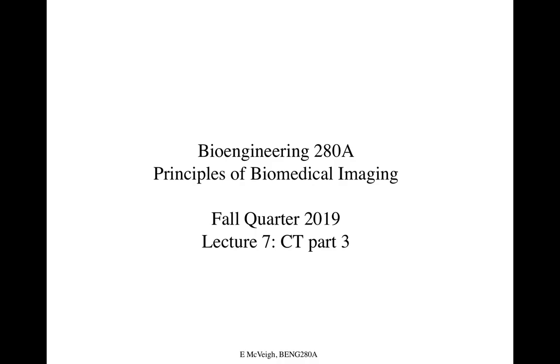Good morning. We're going to continue with looking at the CT reconstruction and the math behind CT reconstruction, and characterizing the spatial resolution and signal to noise, and understanding convolution back projection and its relationship to the Fourier components of the image.